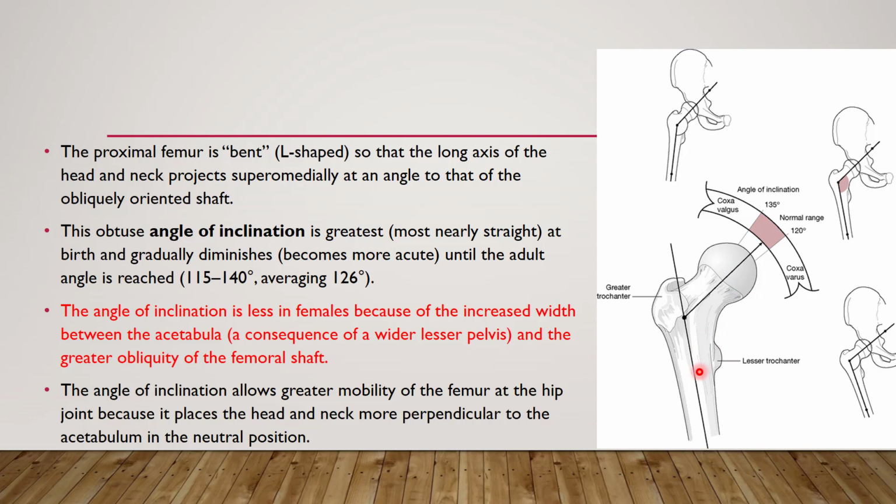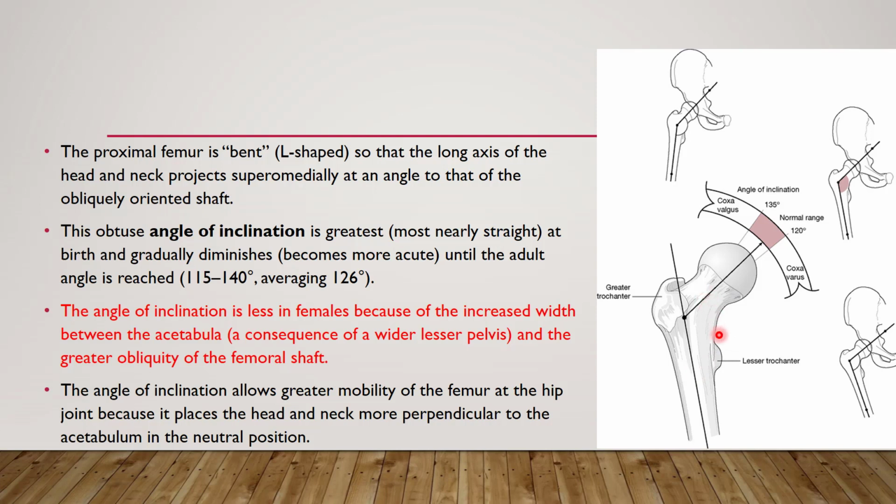See here, I will explain again, this is angle of inclination. The angle of inclination is in between the long axis of the head and the neck of the femur and the long axis of the length of the shaft of the femur. This angle is more at birth and it will decrease as the age proceeds.